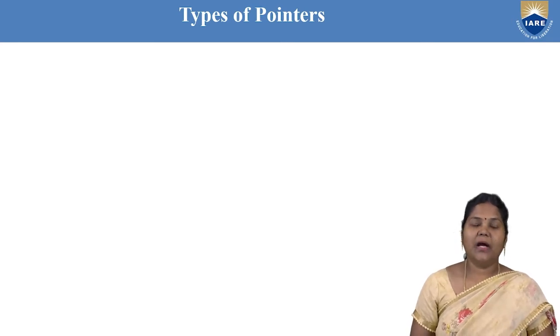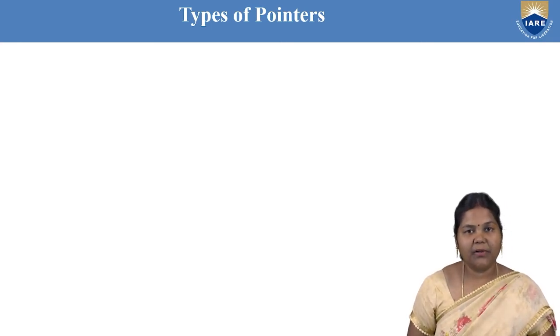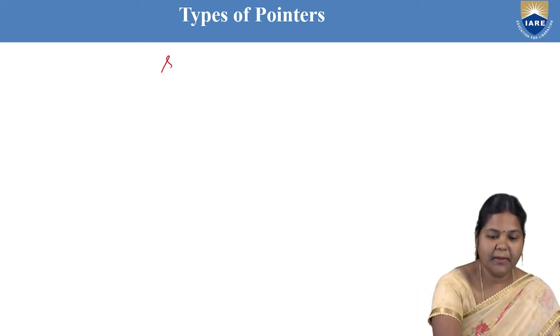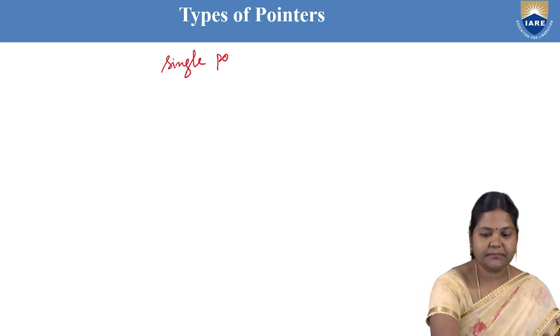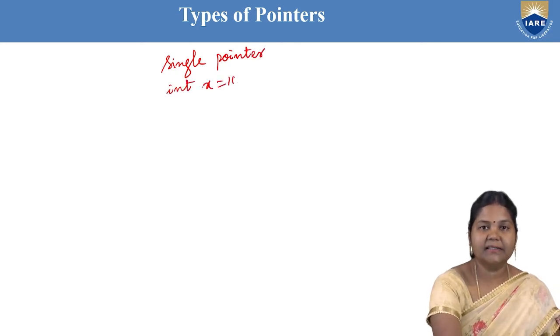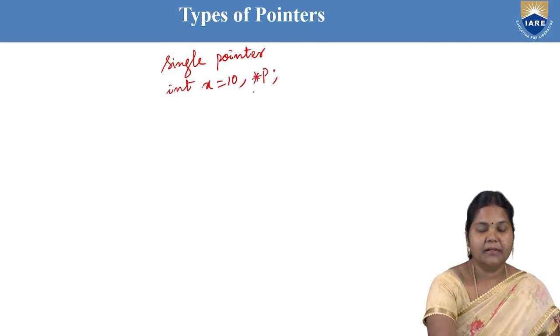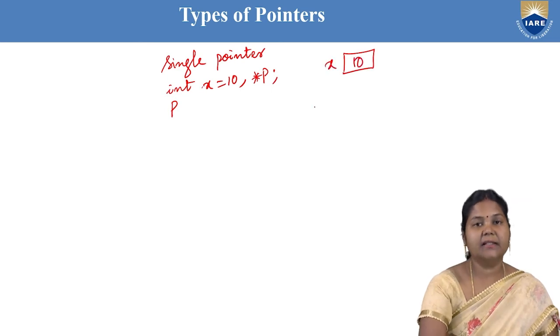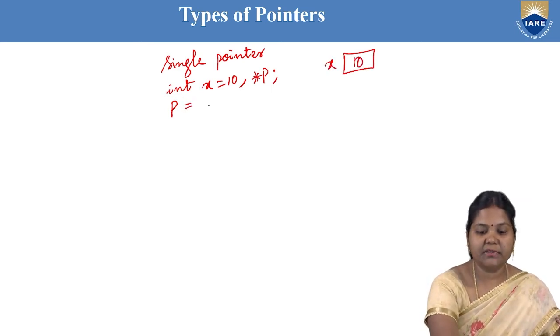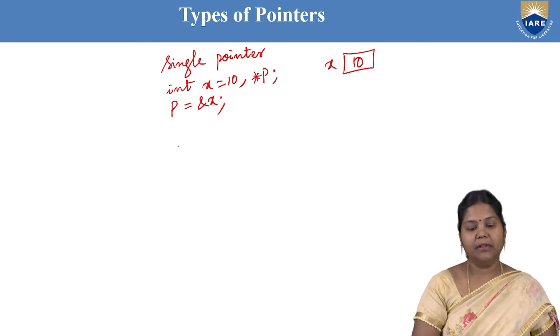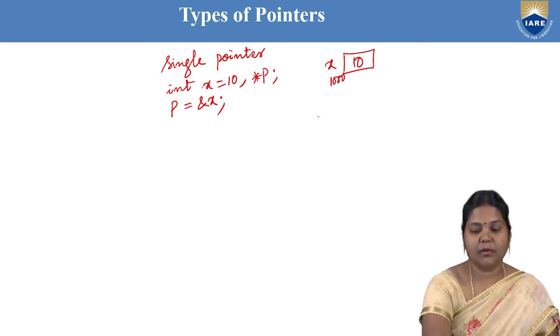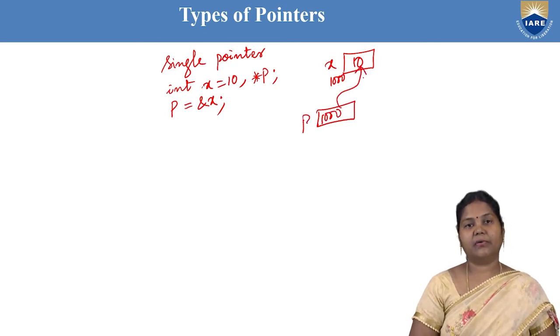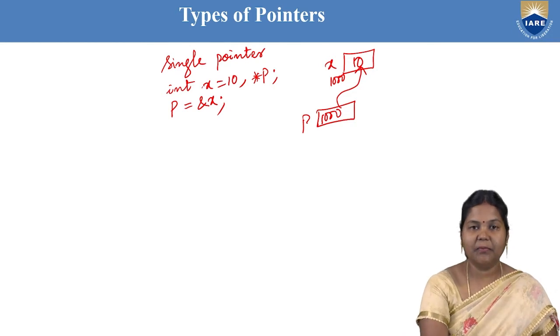Now, let us discuss how to declare a single pointer, double pointer and multi-pointer. If I am going for a single pointer, suppose I have a variable int x = 10, and *p. x is a simple variable containing the value 10. Now, p is a pointer which holds the address of a simple variable. Suppose the address of x is 1000. So, p contains 1000. That means the pointer is indirectly pointing to the value 10. So, p = &x.